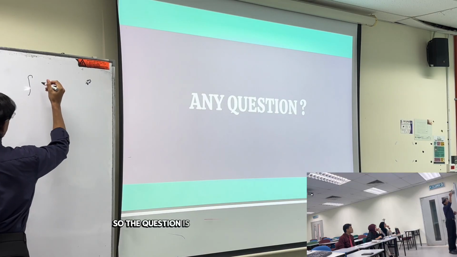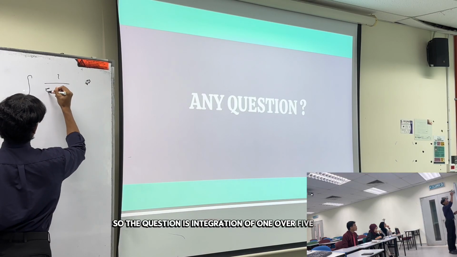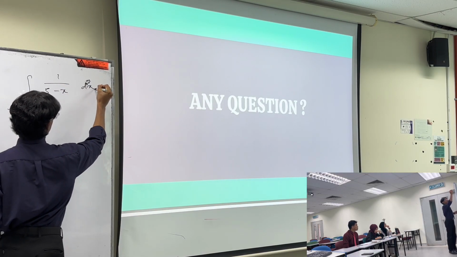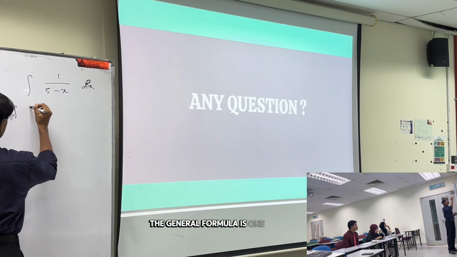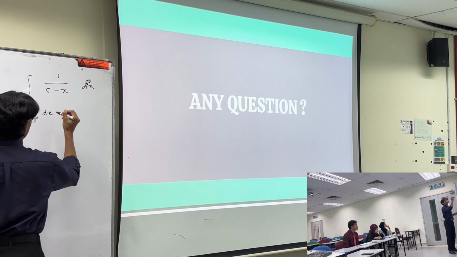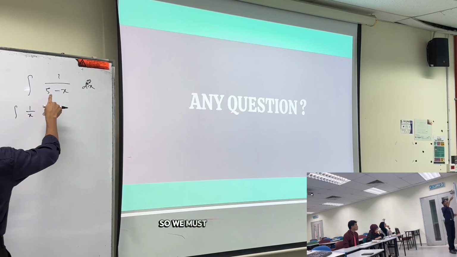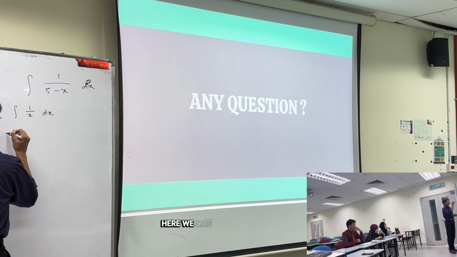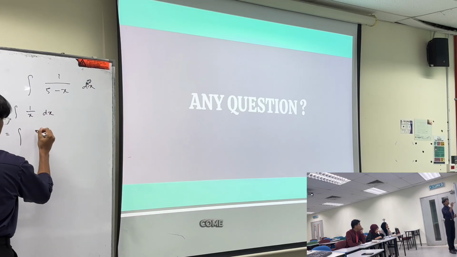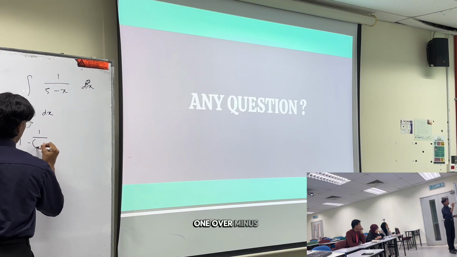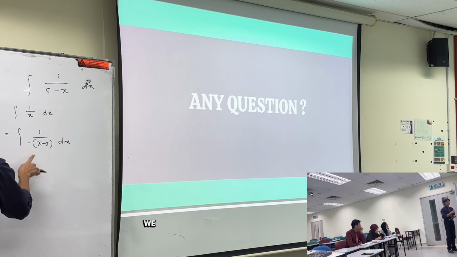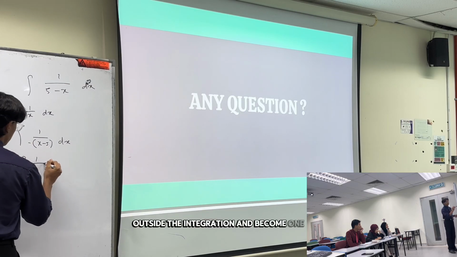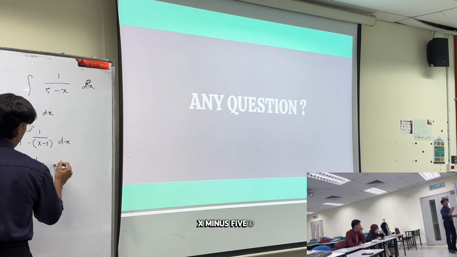So the question is the integration of 1 over 5 minus x dx. By following the general formula, 1 over x dx, we must make the value of x positive here. We can factorize it like this: 1 over minus (x minus 5) dx. We can bring the negative part outside the integration and it becomes minus the integral of 1 over x minus 5 dx.